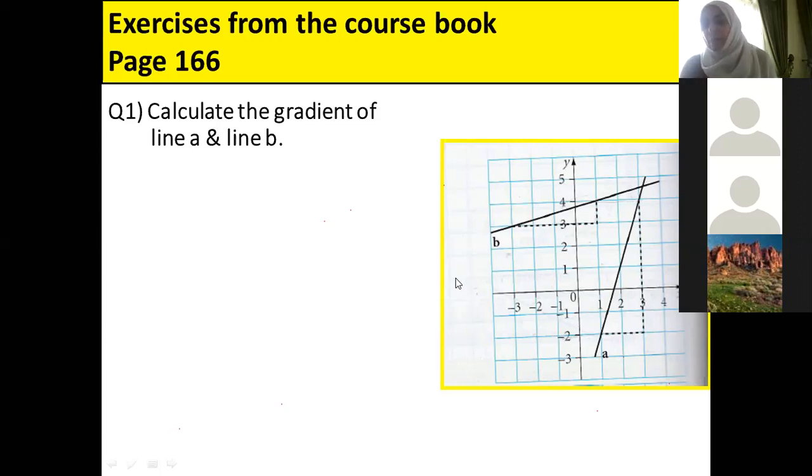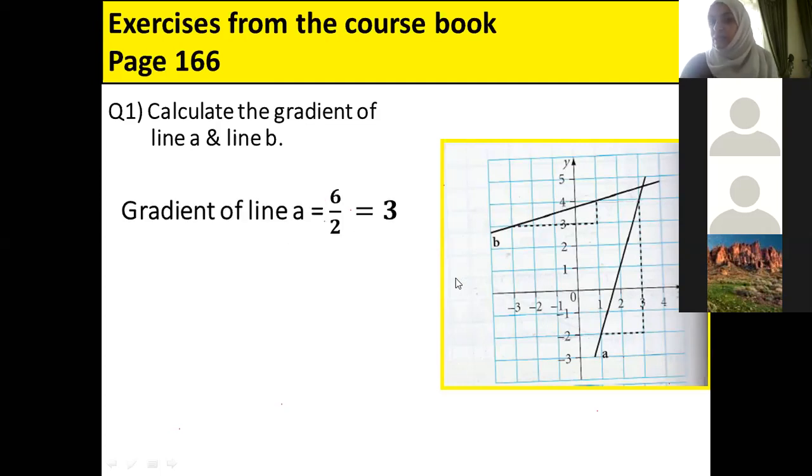So how many units are we going up? It's 6 units. We're going upward 6 units. And then how many units are we going across? 2 units. And 2. So that would be 6 divided by 2, which is 3. Thank you very much. Okay, who wants to continue with part B?